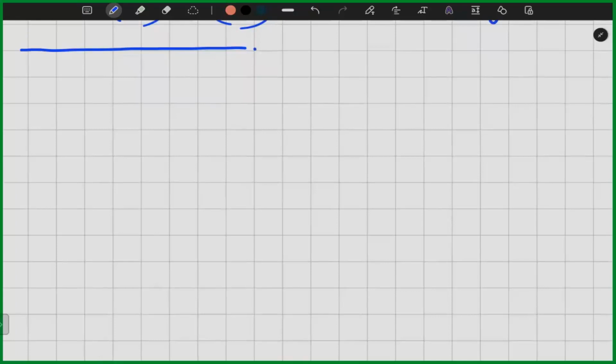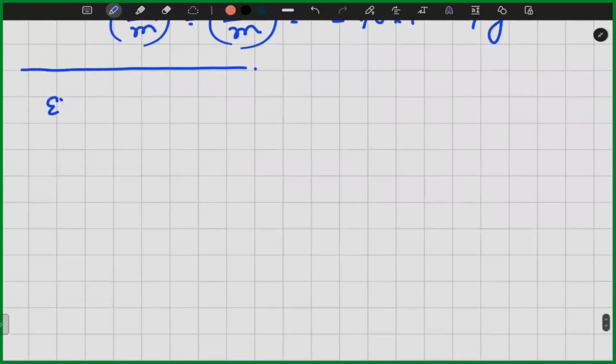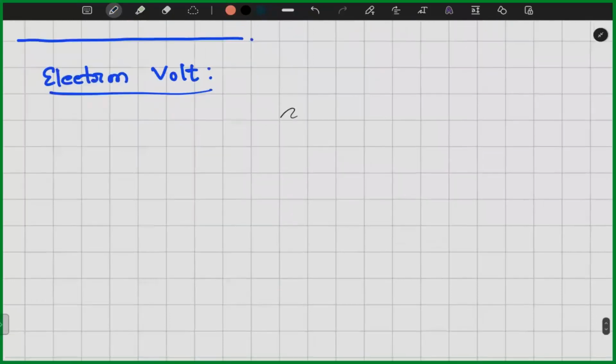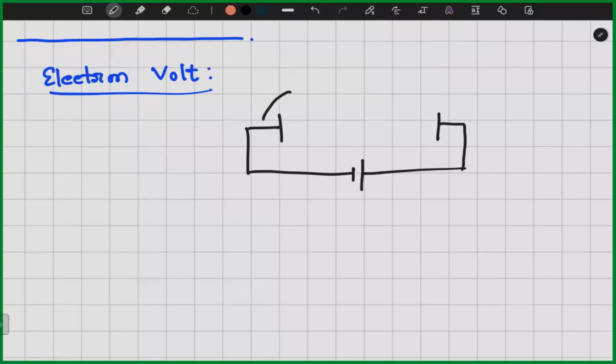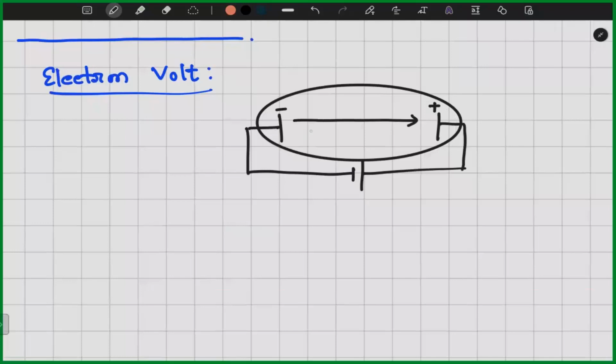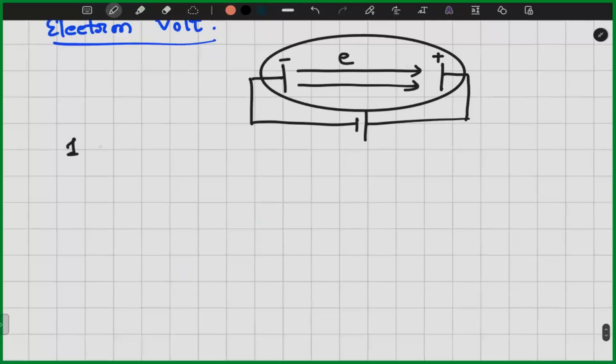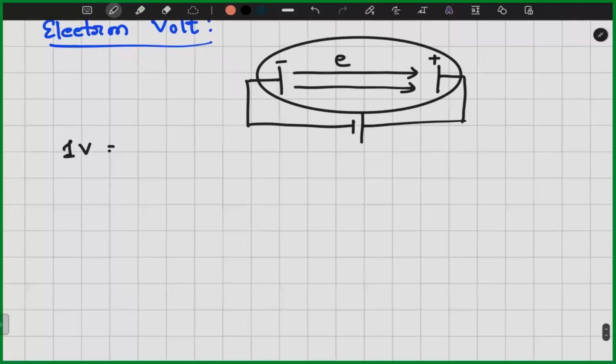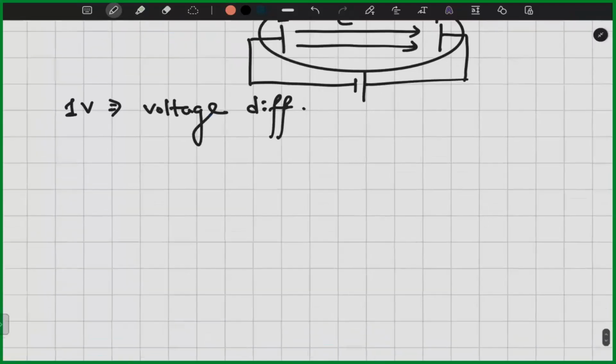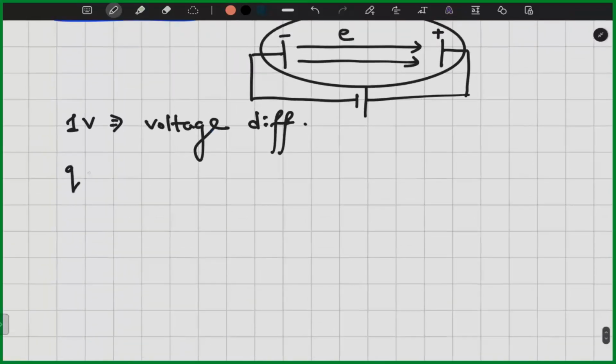Before that, we should know about the electron volt. What is the electron volt? Let's say this is our discharge tube. This is negatively charged, this is positively charged. Now we know that this cathode ray is actually a flow of electrons. If we give a voltage difference of 1 volt, and we know Q is e.